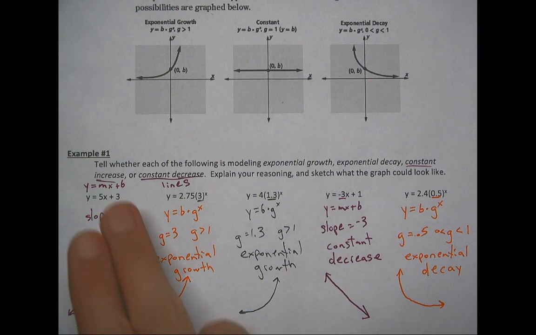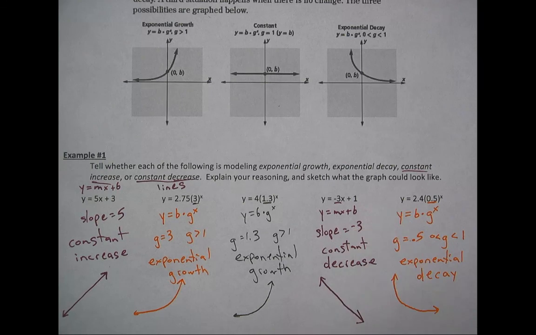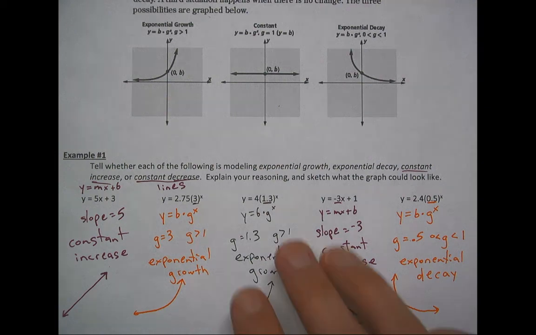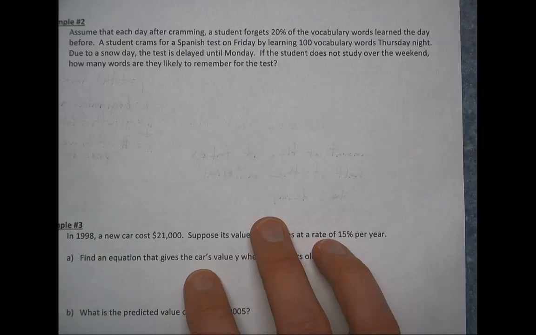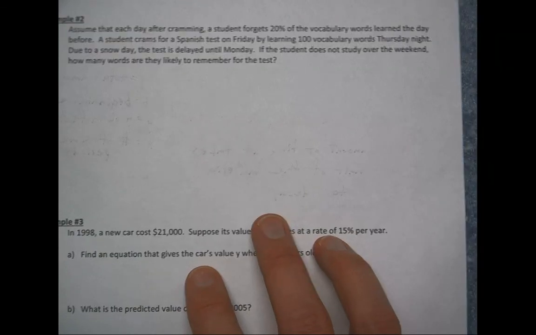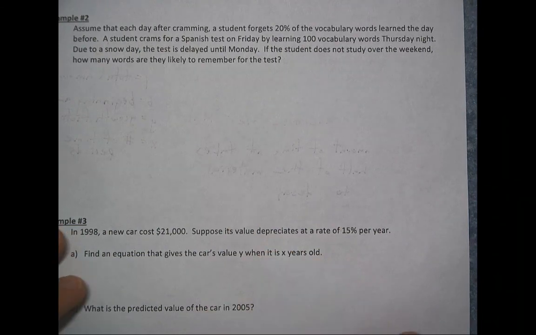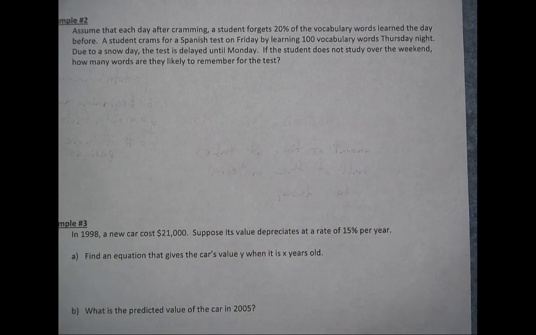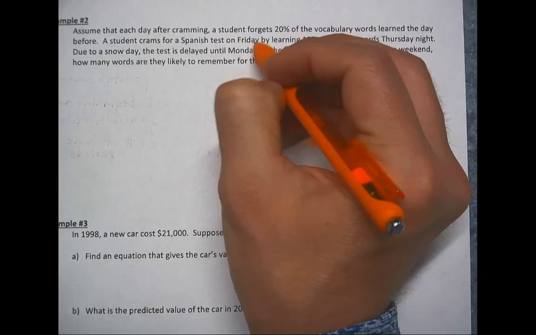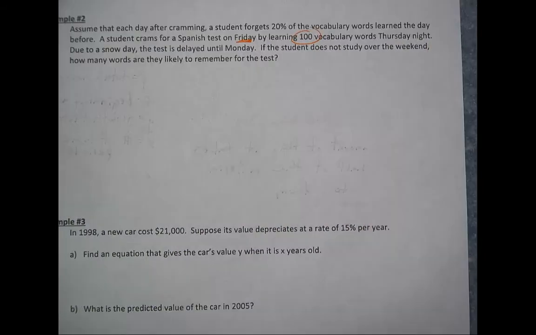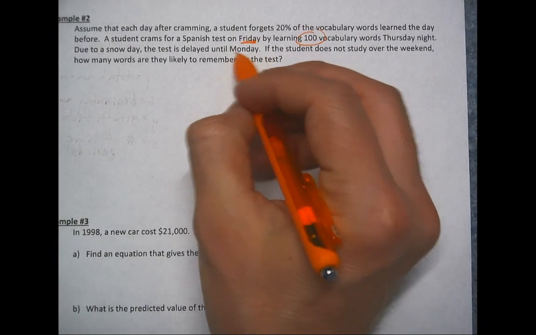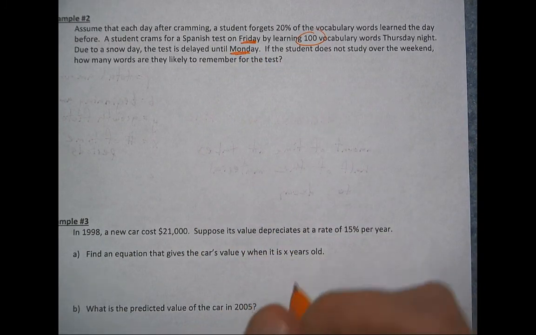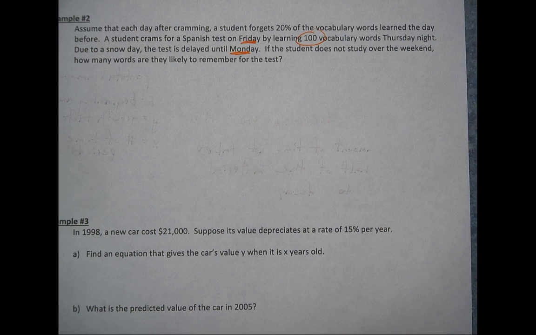Okay, so we need to be able to identify what these look like as an equation, what they would look like on the graph, and what they could represent in a real life problem. So let's flip this over, and we're going to go to example number 2. Assume that each day after cramming, a student forgets 20% of the vocabulary words learned that day. A student crams for a Spanish test on a Friday by learning 100 vocabulary words. That's what they're starting with. That's important information. On Thursday night. And then due to a snow day, the test is delayed until Monday. If the student does not study over the weekend, how many words are they likely to remember for the test?